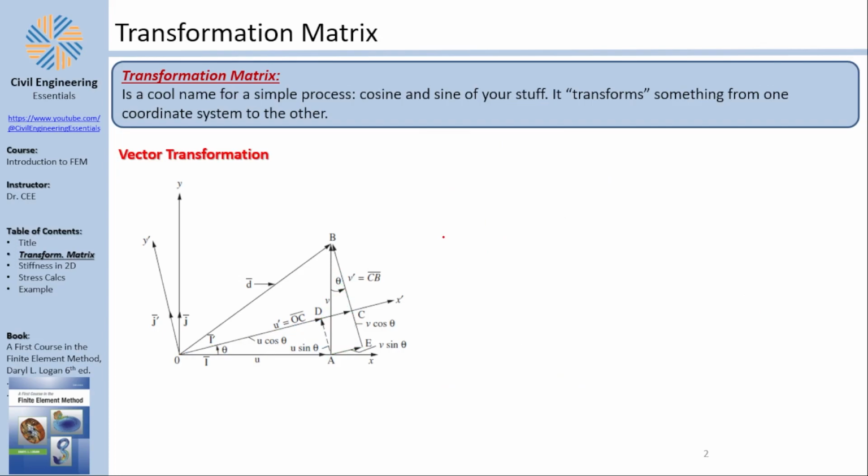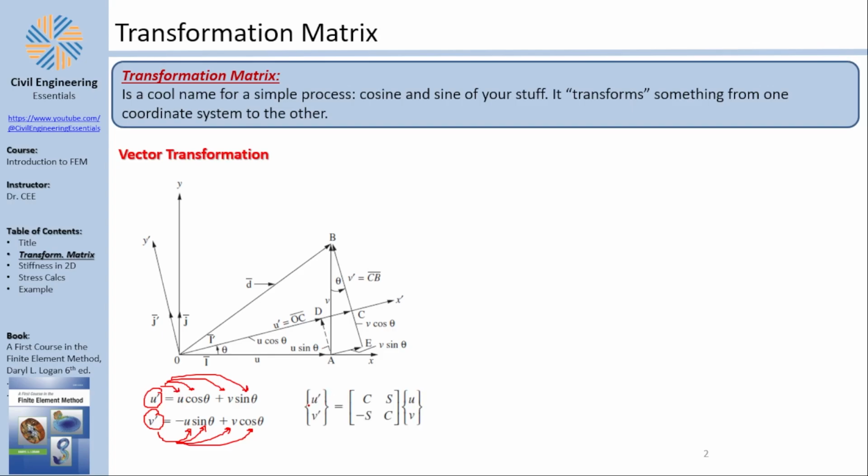This is one of the things that you need to basically bend your mind around. Your local U equals global U cosine theta plus global V sine theta. And your local V dash equals negative U sine theta plus V cosine theta after this derivation. You can rewrite this into matrix form by saying U dash equals cosine multiplied by U plus sine multiplied by V, and V dash equals negative sine multiplied by U plus cosine multiplied by V. The matrix form is a compact way of writing those equations. C stands for cosine, S stands for sine.